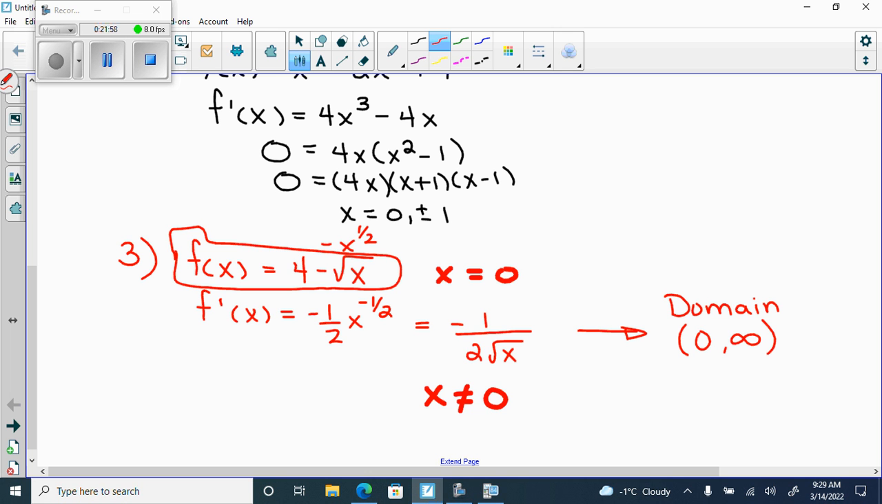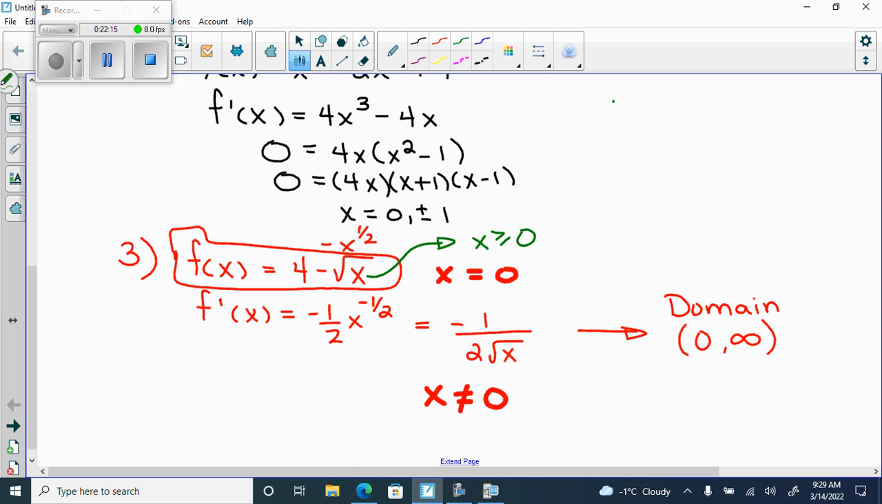And why was it fine to have 0? Because this isn't in a denominator, right? So it's just x is greater than or equal to 0.